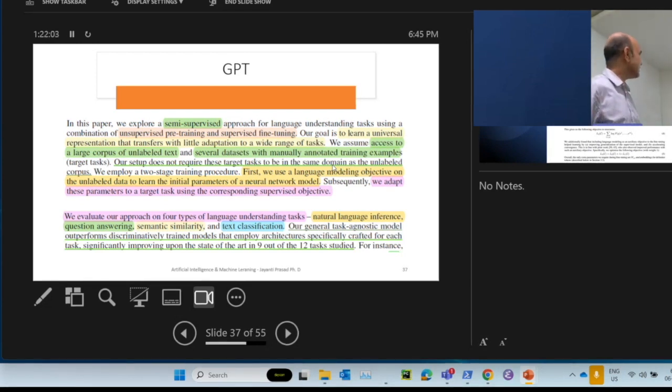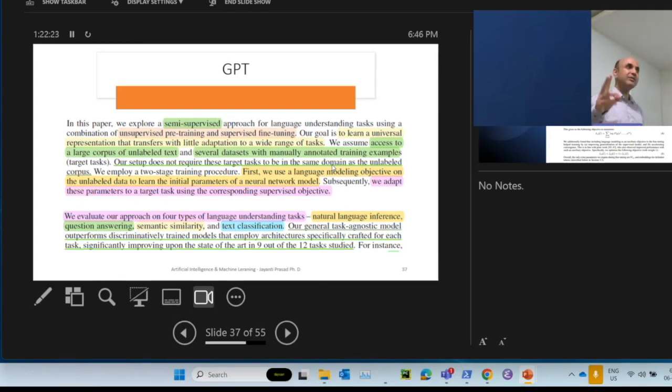The first thing is that we explore a semi-supervised approach. Okay, it's a semi-supervised, no label text approach for language understanding task using a combination of unsupervised pre-training, it's a language model, and supervised fine-tuning. So it's a combination of both. So there will be some label data for the fine-tuning, but there will be unsupervised. Unsupervised means just text corpus.